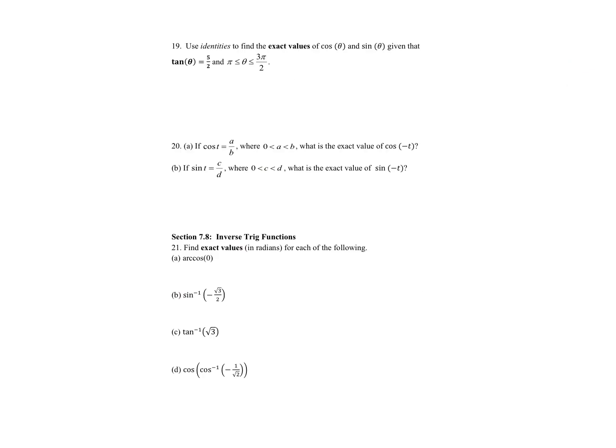Next it says, use identities to find the exact values of cosine theta and sine theta, given that tangent theta is equal to 5 over 2, and theta is in, and what quadrant is that? That's the third quadrant. So pi is here, and 3 pi over 2. So it's in that third quadrant. And so in the third quadrant, cosine and sine are both negative. So let's see if we can use the identities to find that.